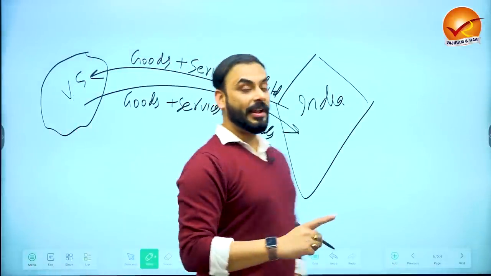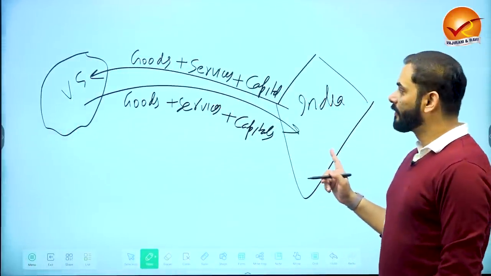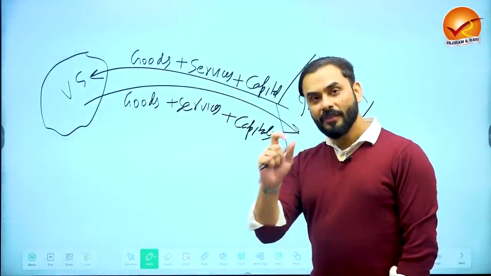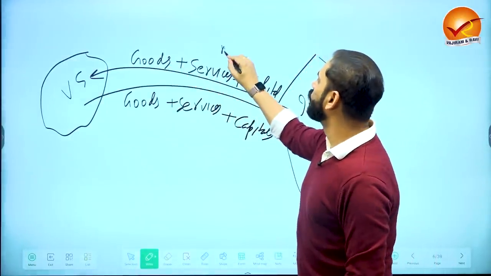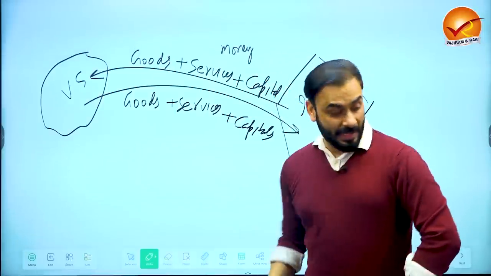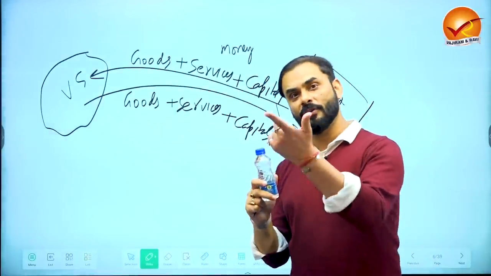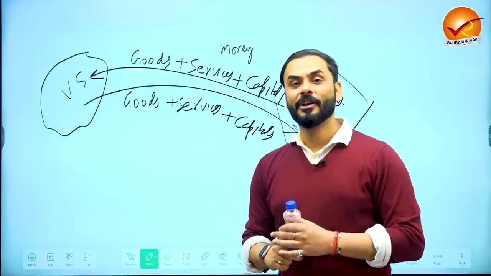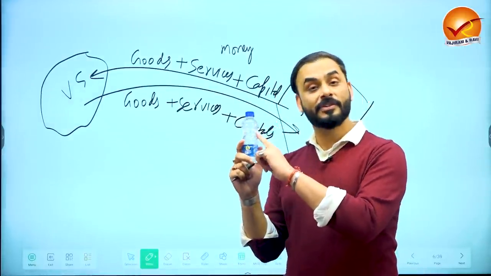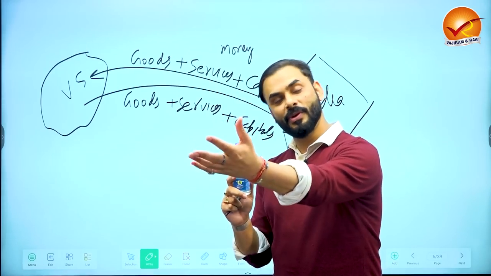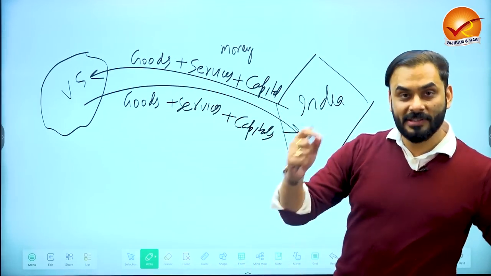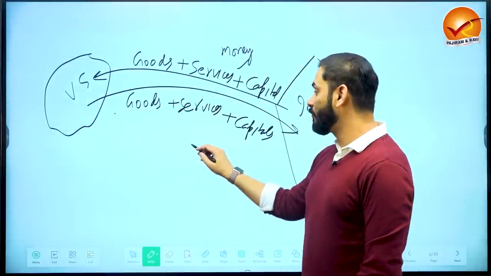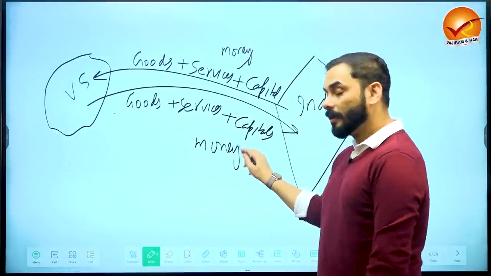So whenever you interact with another country, guys, in terms of goods, services, or capital, you have to convert all these things into money. So for example, if I export or sell this bottle of water to US, and somebody asks me what was the value of the trade, I will say that the price of this bottle was $1. When I sold it to US, USA gave me $1. So $1 is the value of trade. Similarly, when other countries give you goods, services and capital, you have to express everything in terms of money.